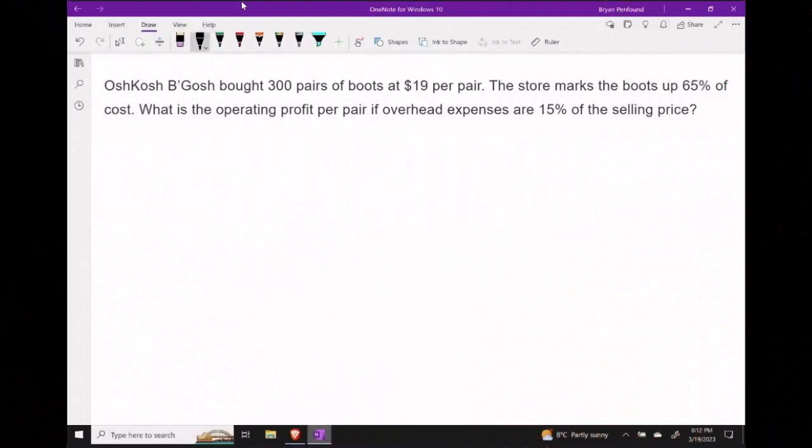In this video, we're going to solve the following word problem about merchandising. Let's suppose that Oshkosh Bagosh got some boots at $19 per pair. The store is going to turn around and mark the boots up 65% of this cost price. We need to determine the profit per pair if we know that overhead expenses are 15% of the selling price.